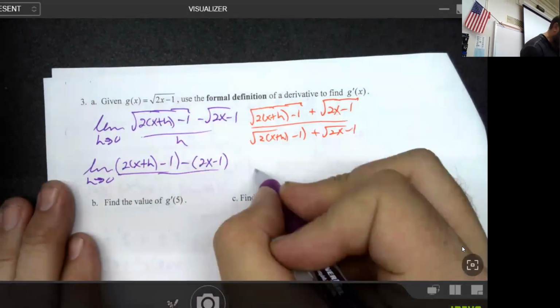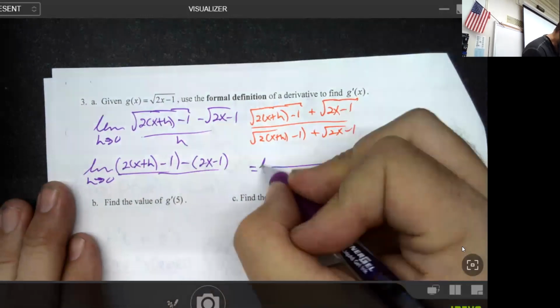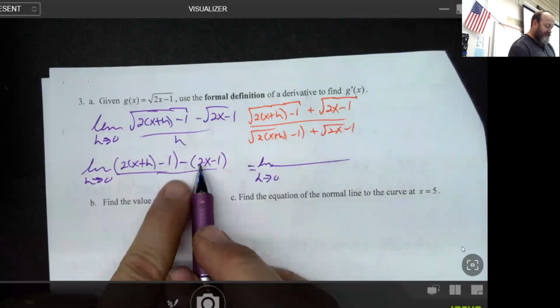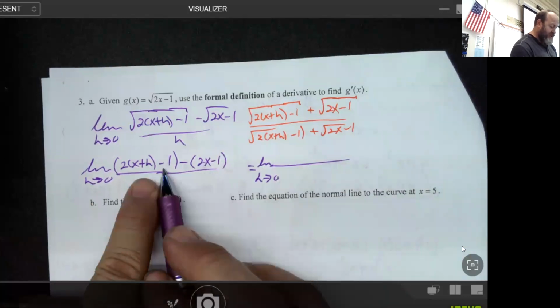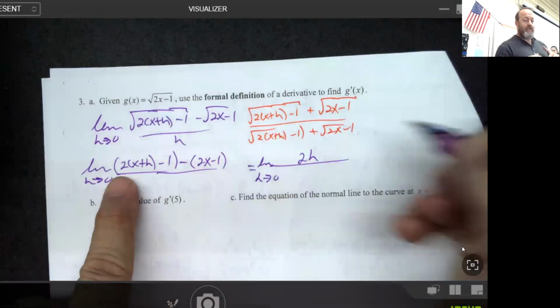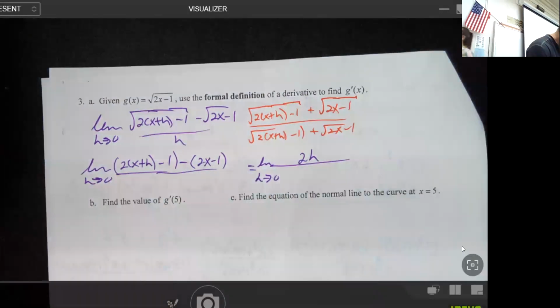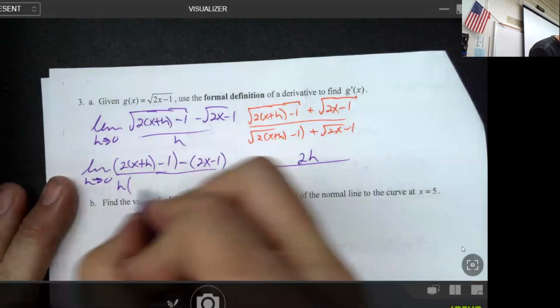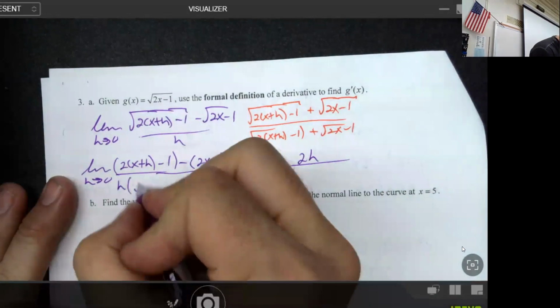Now, I'm going to just keep moving across the top here for a second because I notice that I have a 2x and a negative 2x. I have a negative 1 and a positive 1, so literally the entire numerator reduces down to just plain old 2h. And the denominator has h and this entire conjugate argument that we have right here.